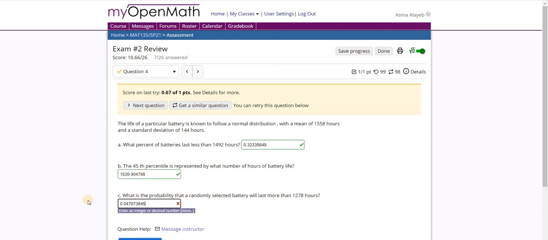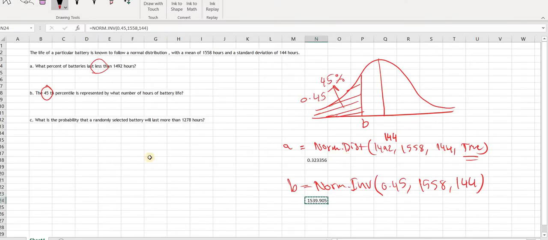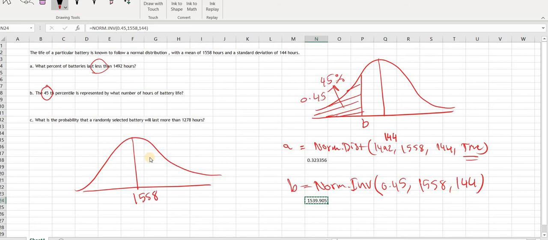The last part: what is the probability that a randomly selected battery will last more than 1278? More than 1278. This is 1558, and 1278 is approximately here. More than means above, or to the right of. So this is all of the data that represents more than 1278.